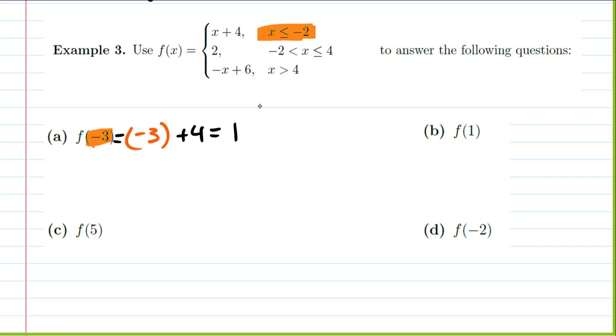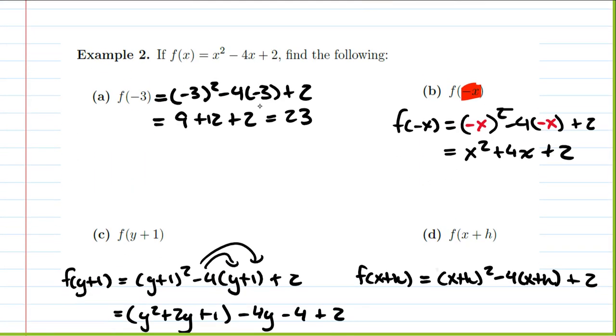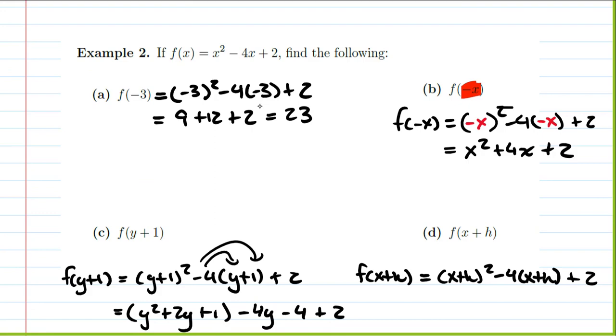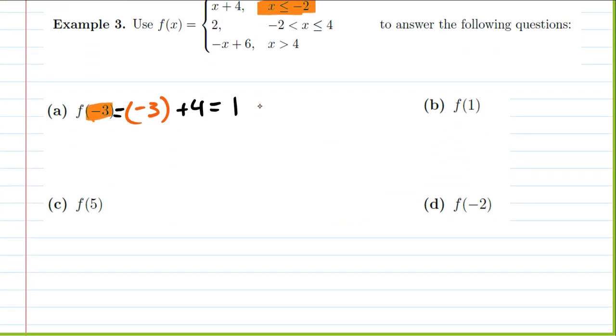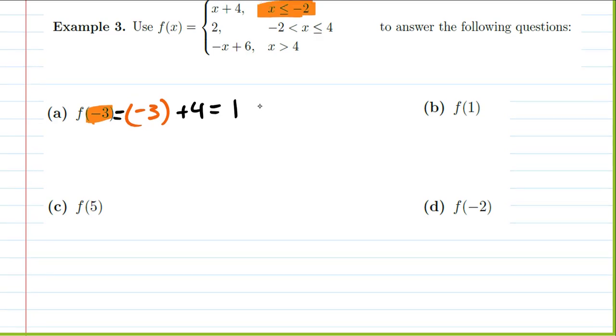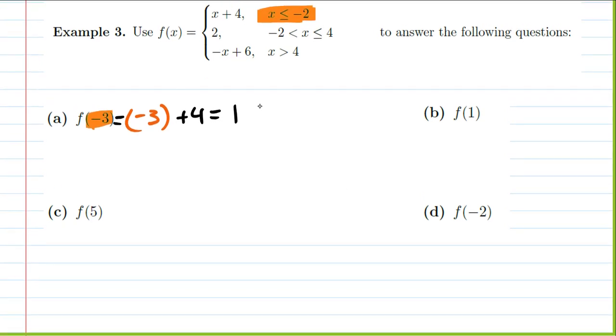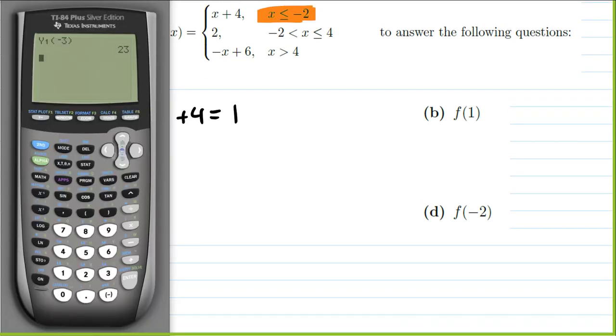And back in the previous example, we saw how to use the calculator to calculate f of -3. Well, it turns out we can do the same thing with a piecewise function, but the way we enter a piecewise function into our calculator requires a little bit more work, and then we can do exactly the same thing. So if we hit our y equals button, we get our graphing interface.